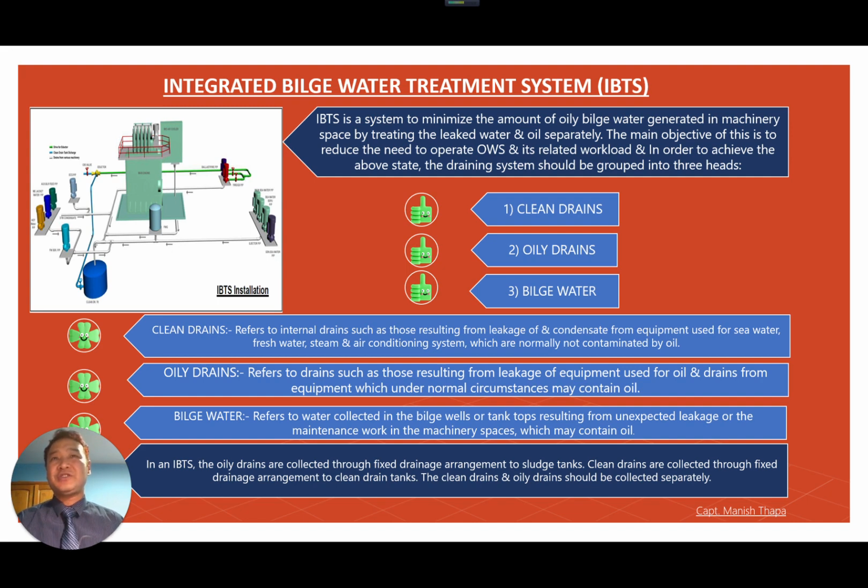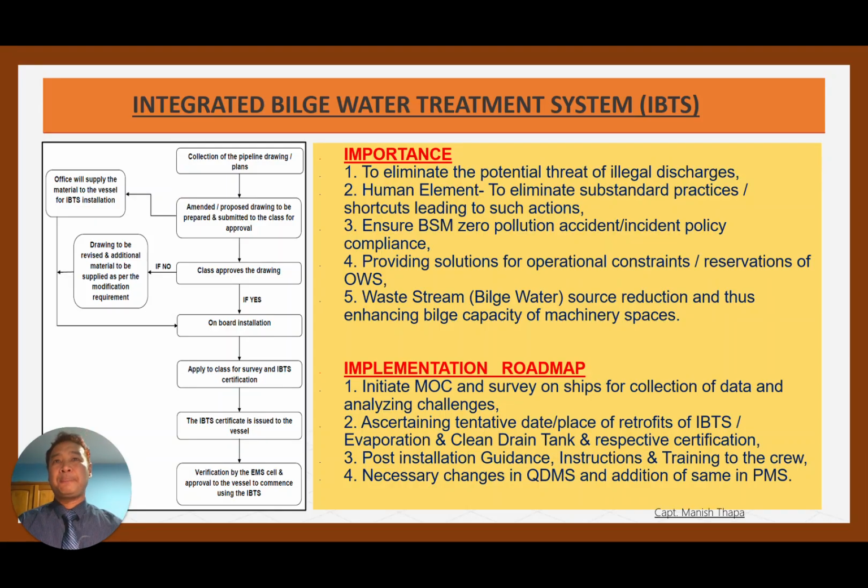In order to achieve the above state, the draining system should be grouped into three heads. Number 1, clean drains. Number 2, oily drains. Number 3, bilge water. In an IBTS, the oily drains are collected through fixed drainage arrangement to the sludge tanks. Clean drains are collected through the fixed drainage arrangement to the clean drain tanks.